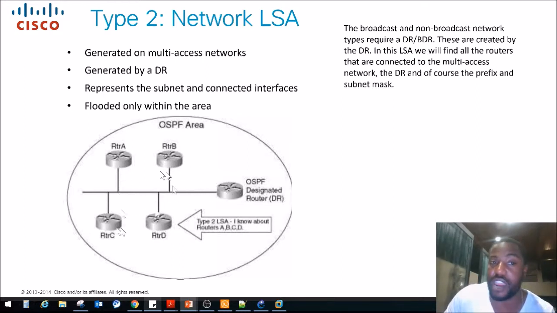He floods it into the area. This represents the subnet and connected interfaces, and flooded, the same thing, flooded within the area. The only difference between the two is this is generated on multi-access networks, right? And it stays within this area.